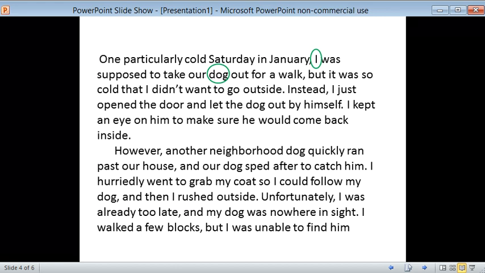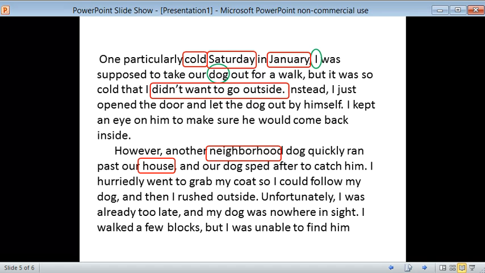Now we have to do the setting. The setting is a cold Saturday in January. The person didn't want to go outside, which tells us that they were staying inside. We're in the neighborhood, and we're in the narrator's house. So now we have to think about how the setting, which is this winter day, where the narrator doesn't want to leave the house, affects the plot, being that the dog runs away.